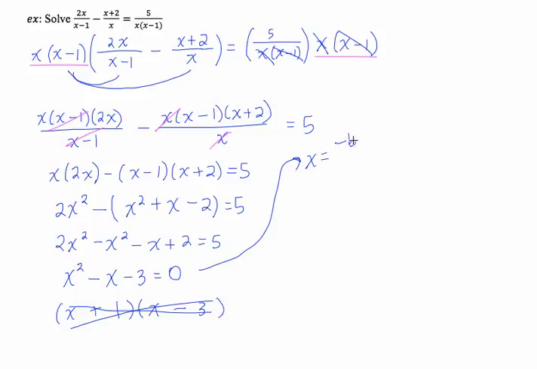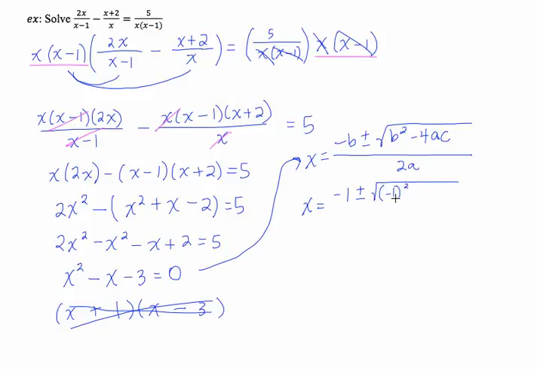So let's write it out. Negative b plus or minus the square root of b squared minus 4ac. Just write it out until you have it memorized. Okay, so let's see. We have negative b. B is the coefficient of x, which is negative 1. So negative 1 plus or minus the square root of b squared is negative 1 squared. Remember those parentheses around that negative 1 before you square it. Minus 4 times a is 1 times c is negative 3 all over 2a, so 2 times 1.